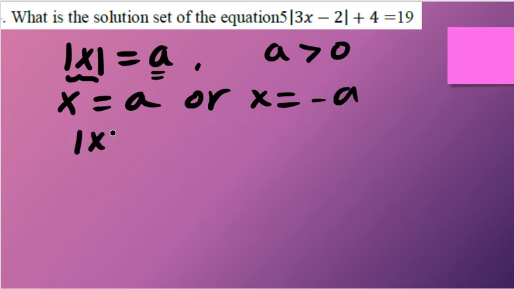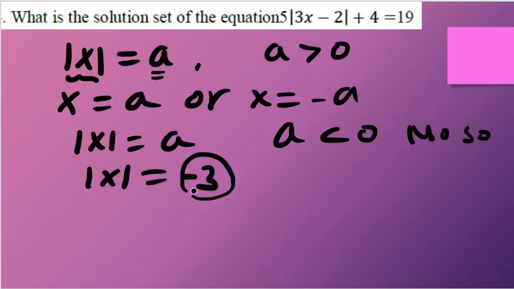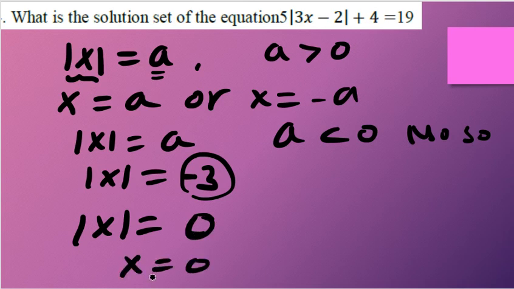But if the absolute value of x is equal to a, and if this a is less than 0, if it is negative, you have to stop there: no solution. Because the absolute value of x cannot be negative, like negative 3 or negative 2, any negative number here doesn't work. But the absolute value of x, if it is equal to 0, what to do? Just one answer you can have, x is equal to 0 only. So keep this in your mind, and let's get back to our equation.